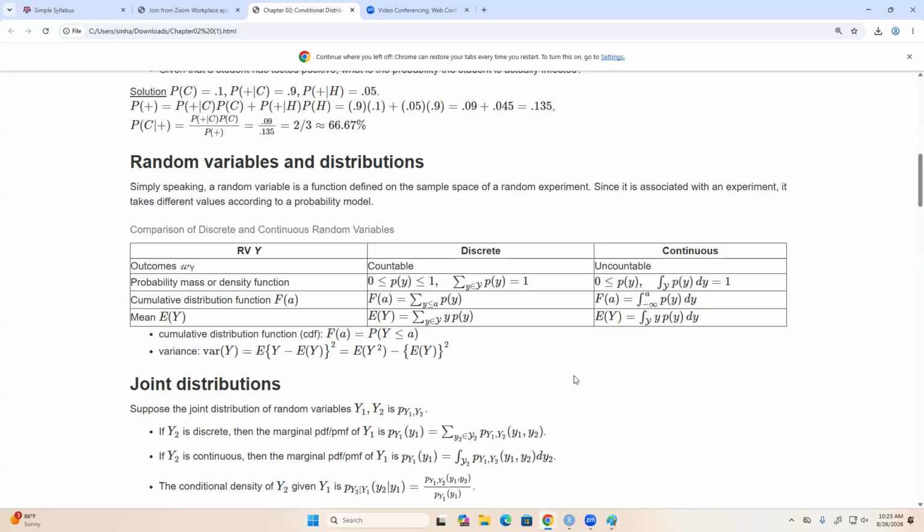For example, if you want to calculate the variance of a random variable, variance involves the expectation of the square of the random variable minus the square of the expectation of the random variable. So it involves the second moment, and the second moment's calculation can also be done by the same method that you applied for the expectation calculation.